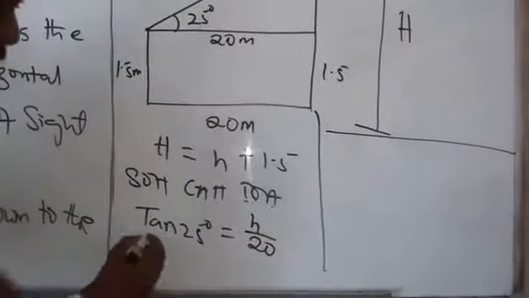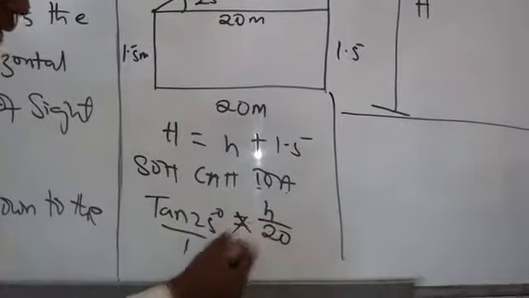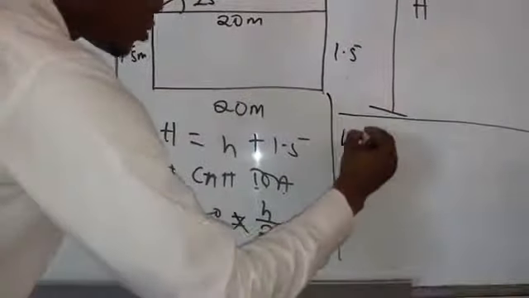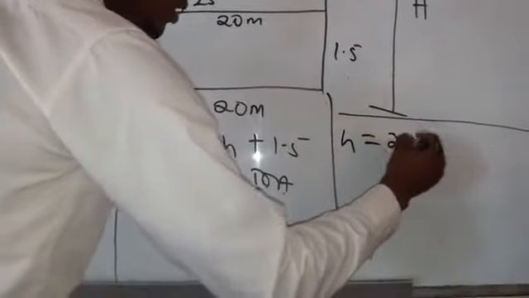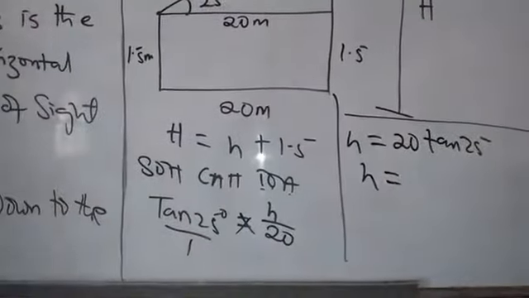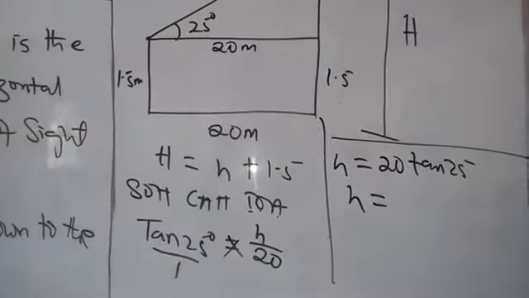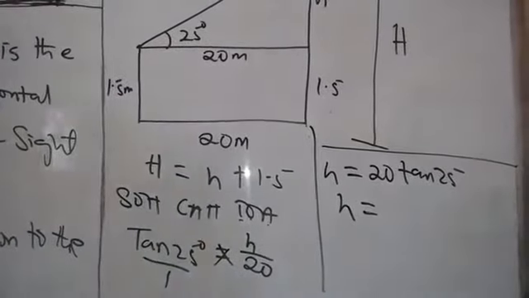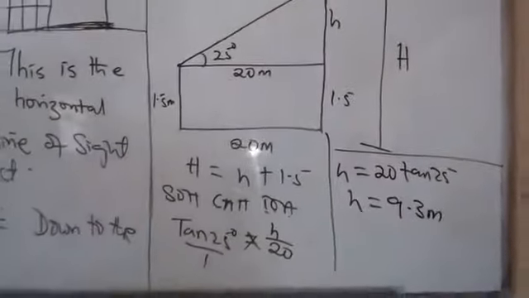Since we are looking for h, we need to do what we call cross multiply. When you cross multiply, h times 1 will give you h, 20 times tan 25 will give you 20 tan 25. Therefore h is going to give you 9.3 meter. But that's not our final answer.